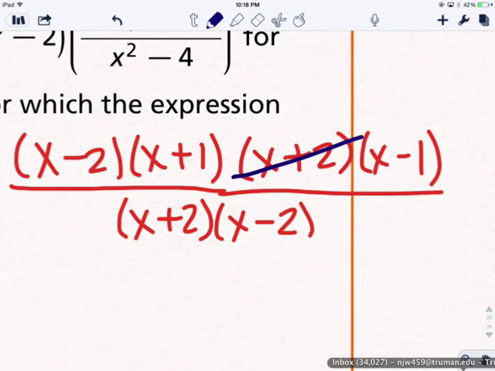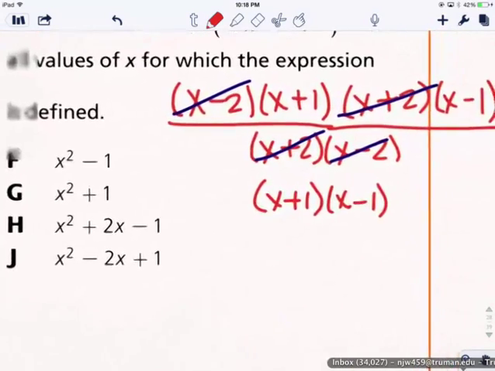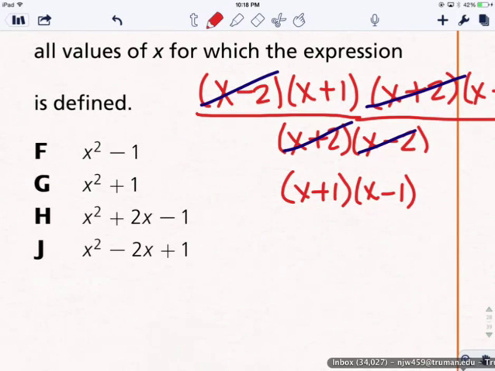There's an x plus 2 and an x plus 2. Then there's an x minus 2 and an x minus 2. Now what is left over is x plus 1 times x minus 1. Which answer choice does that correspond to? Well, none of them. Gosh golly, we did something wrong, right?